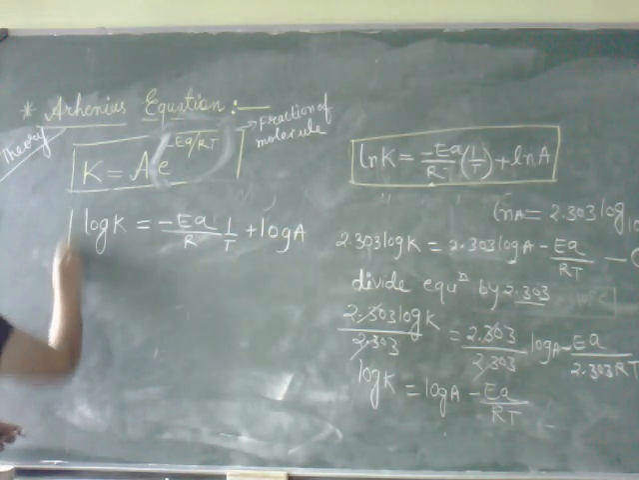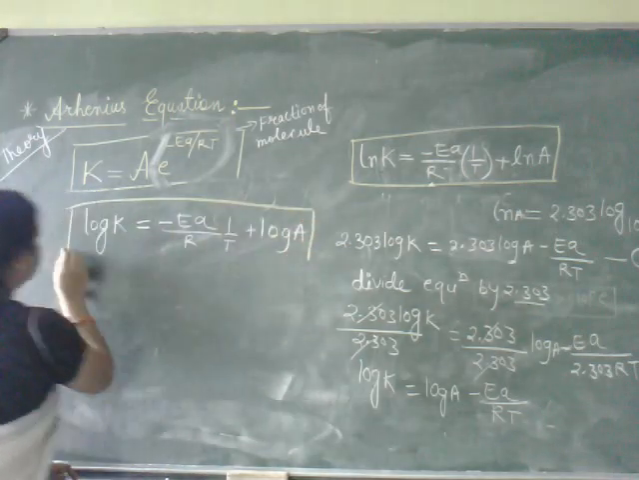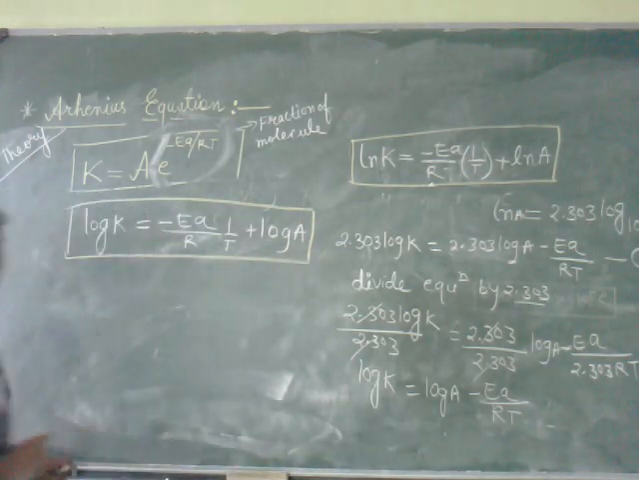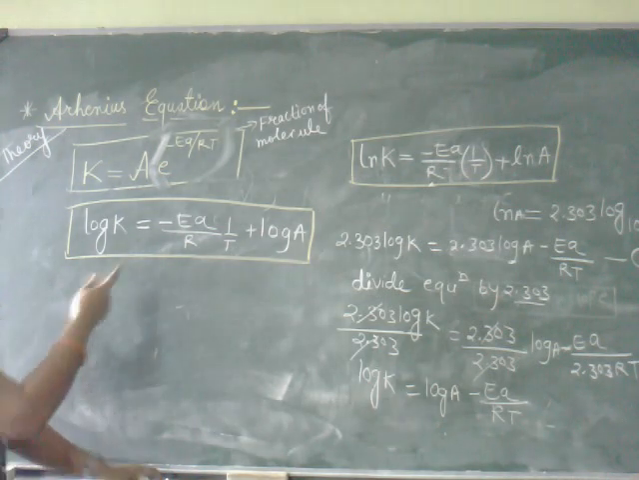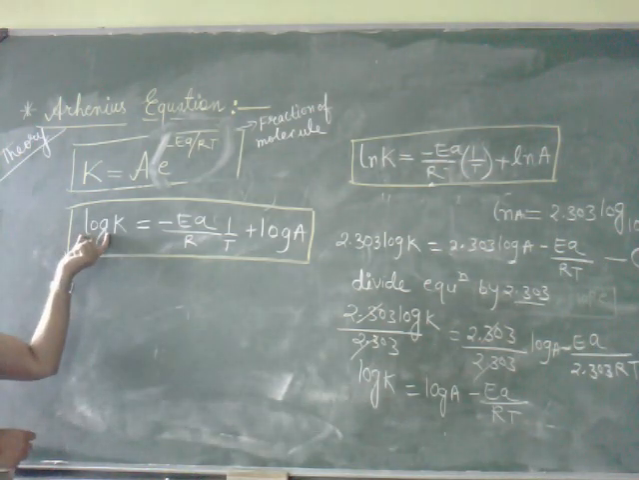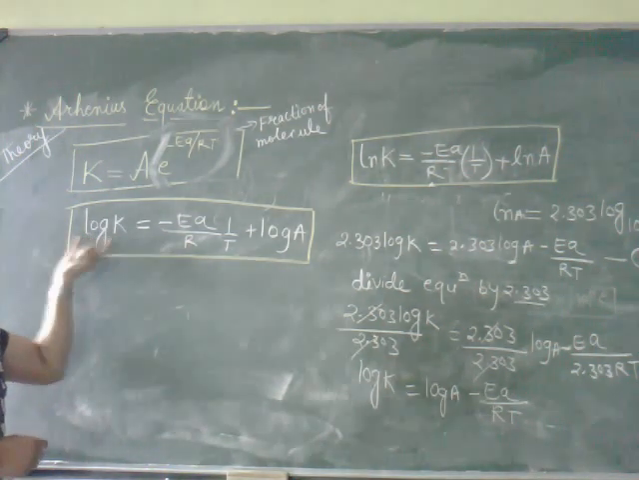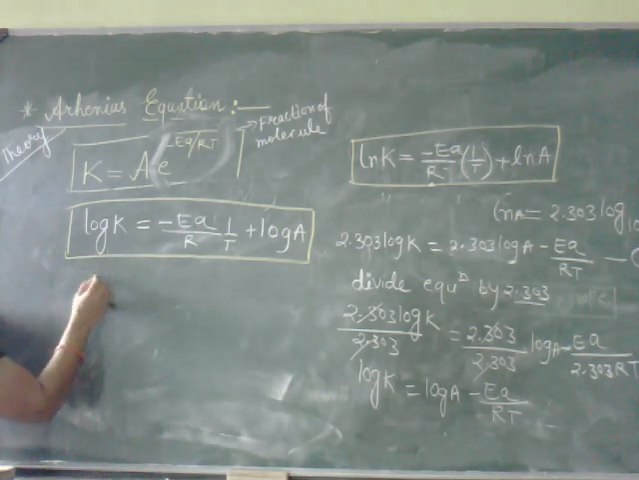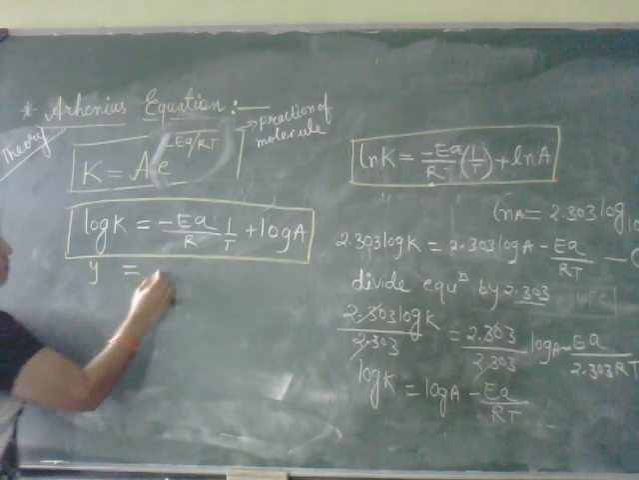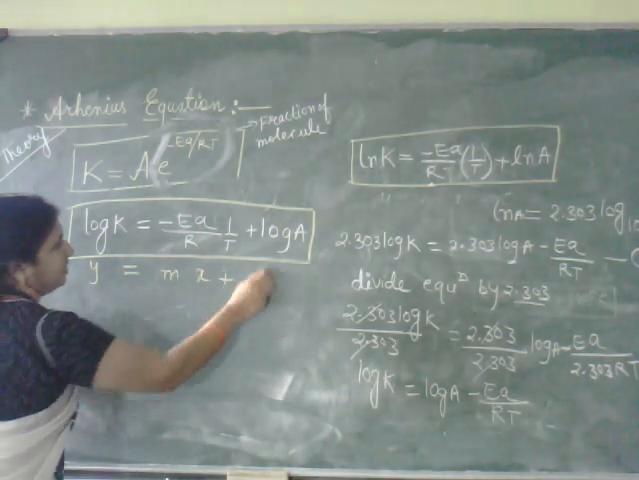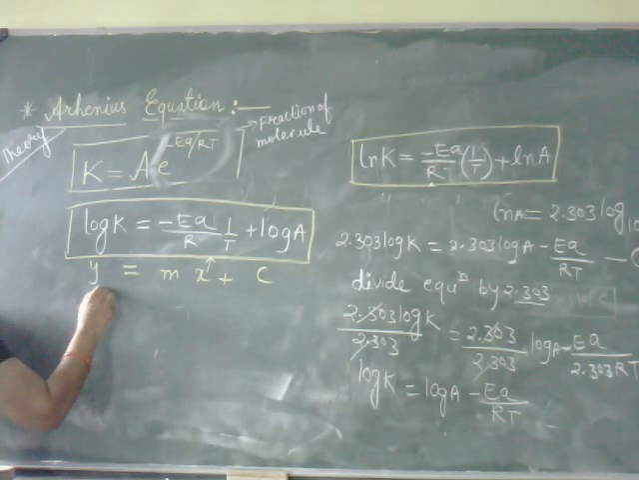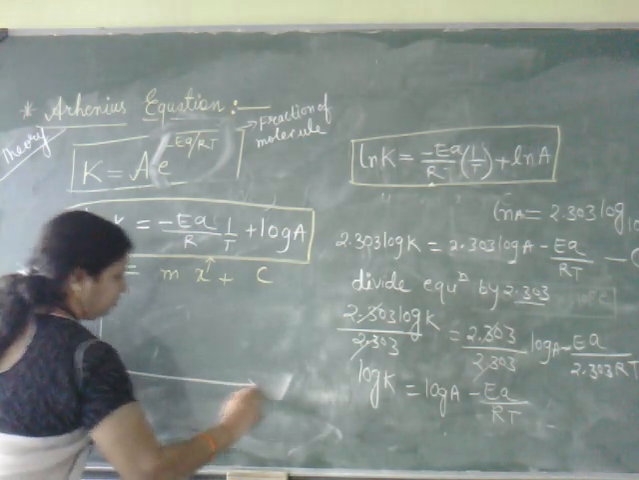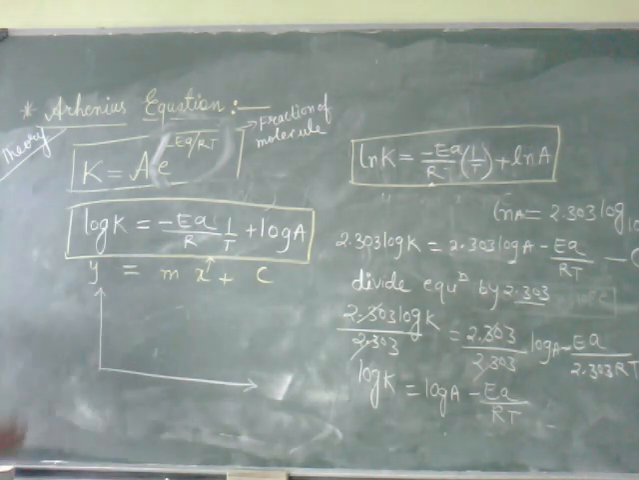See here, we got the same as what we got for ln K is equal to minus EA by RT plus ln A. The same we have, just now it is log K, where we are converting into log to the base 10. So this is y is equal to mx plus c. We can plot the graph for this one also. The same graph will come here.